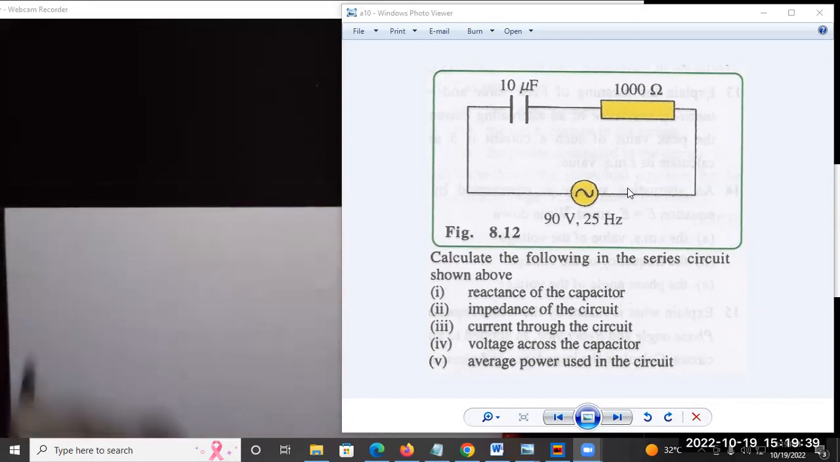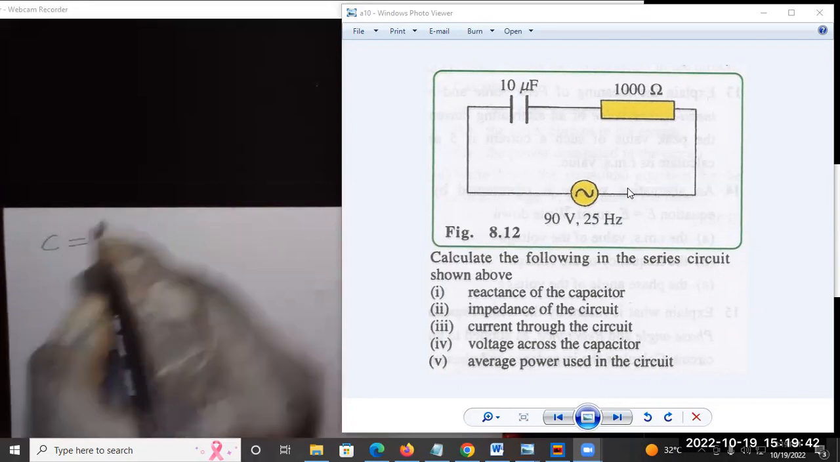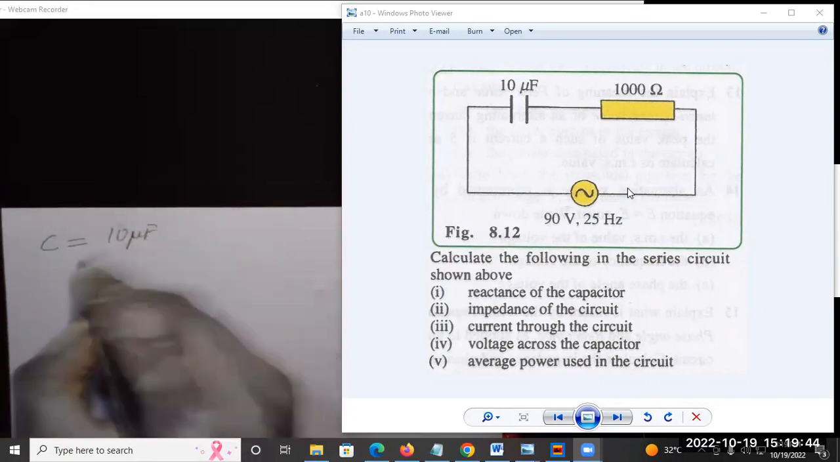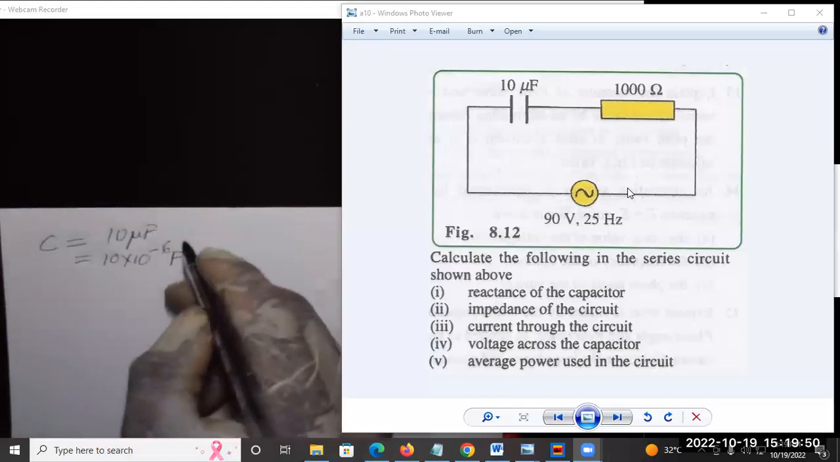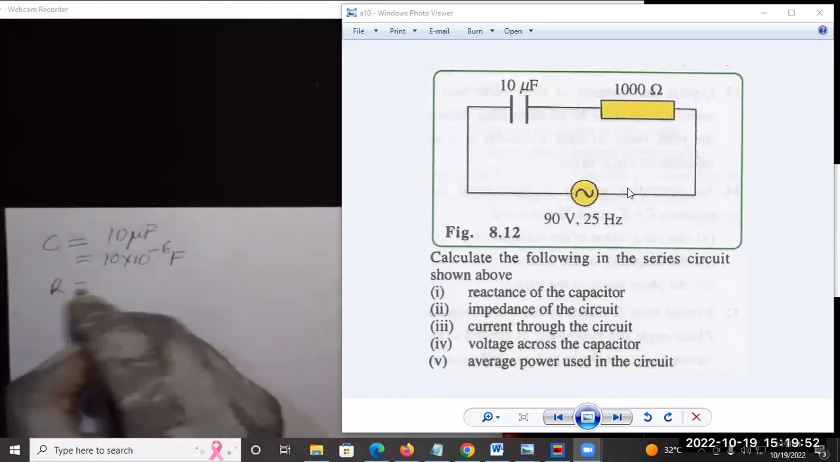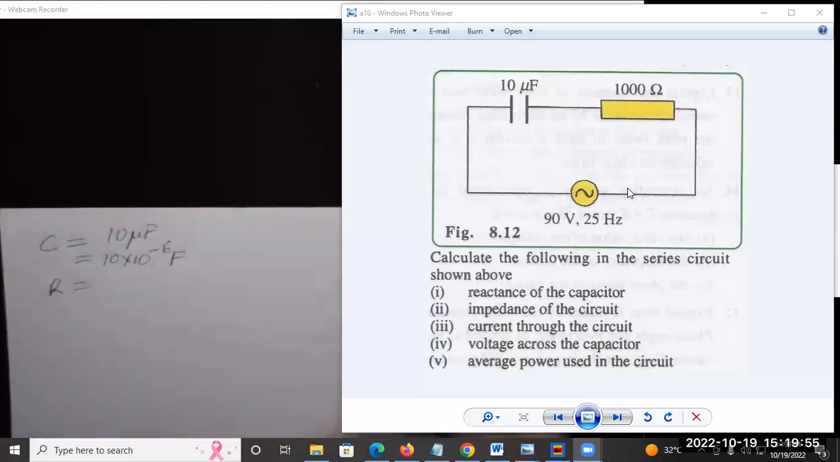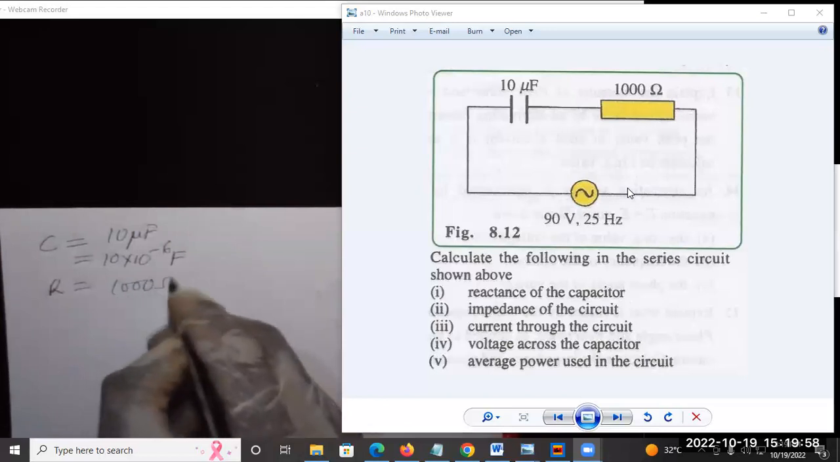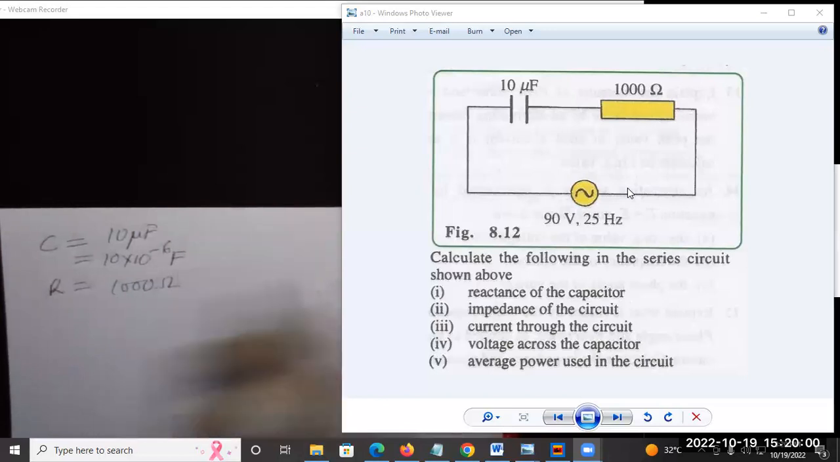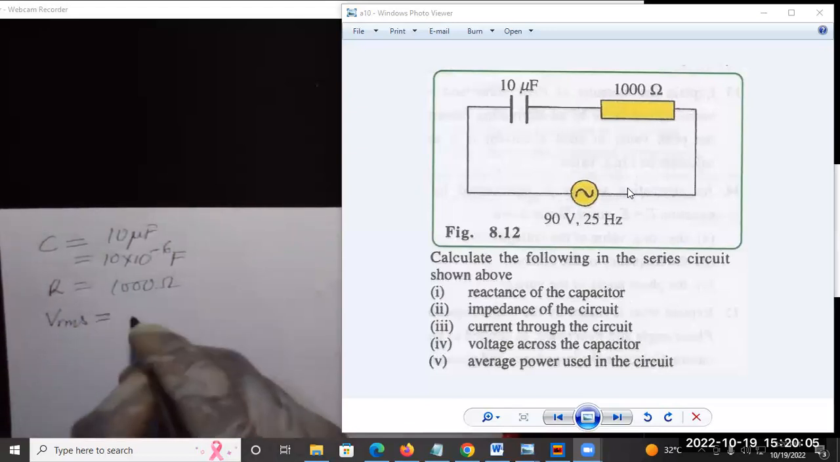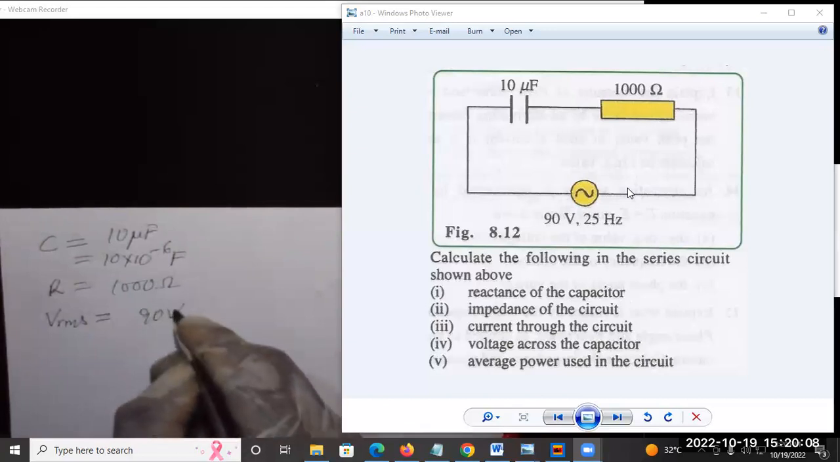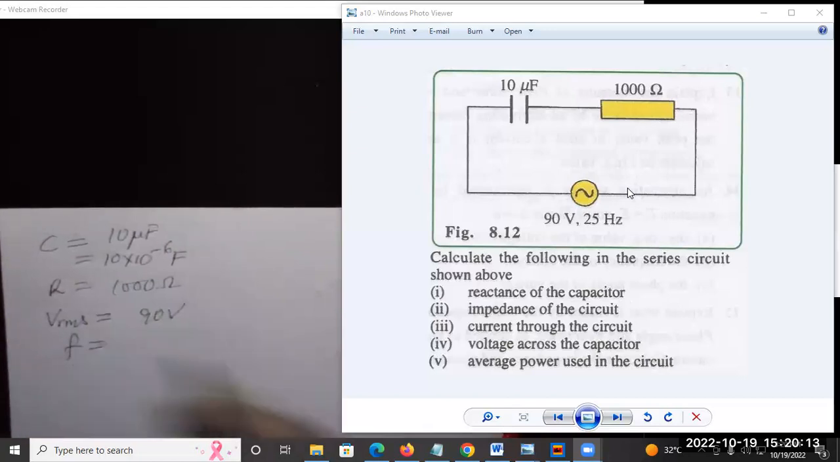From the circuit diagram, the capacitance is given as 10 microfarad, the same thing as writing 10 times 10 to the power minus 6 farad in SI units. The resistance of the resistor is given as 1000 ohms. The source voltage, the root mean square voltage, is given as 90 volts. The frequency of this AC source is given as 25 hertz.